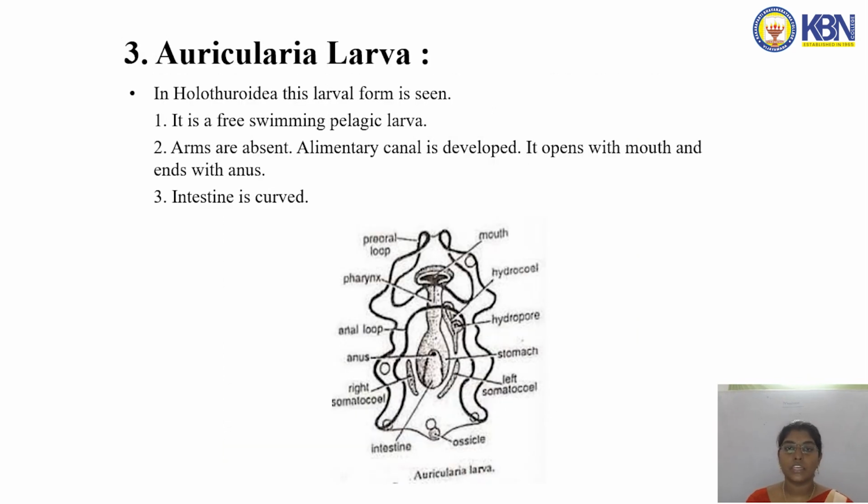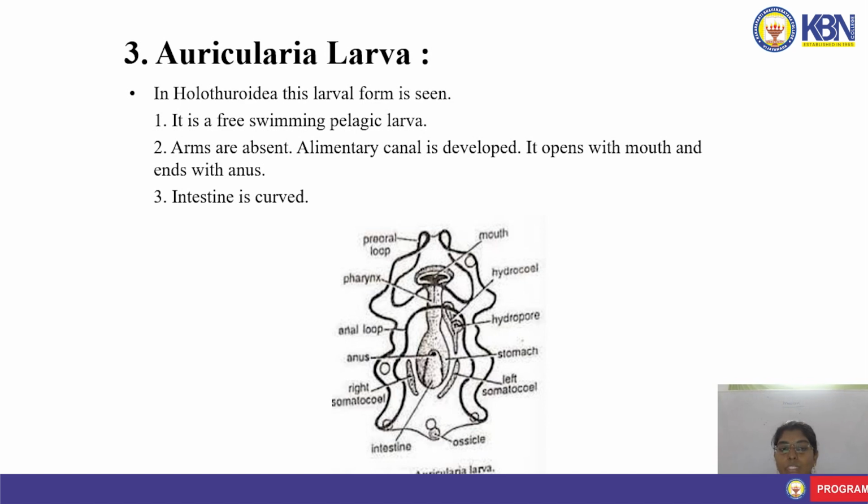Next, Auricularia larva. In Holothuroidea, this larval form is seen. It is a free swimming pelagic larva. Arms are absent. The alimentary canal is developed. It opens with the mouth and ends with the anus. The intestine is curved. This is the diagrammatic representation of Auricularia larva.